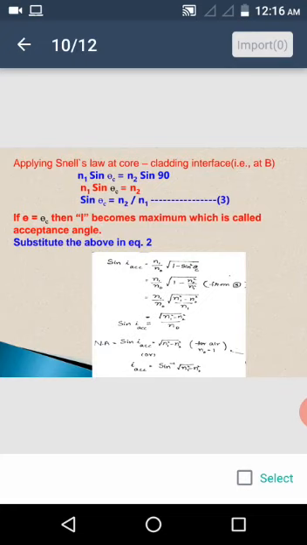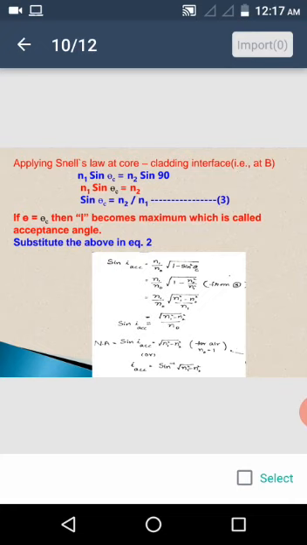Now apply Snell's law at the core cladding interface. n1 sin theta C is equal to n2 sin 90. n1 sin theta C is equal to n2. Therefore sin theta C is equal to n2 by n1. We already derived that in the last sheet. If theta is equal to theta C, then i becomes maximum, which is called the acceptance angle.